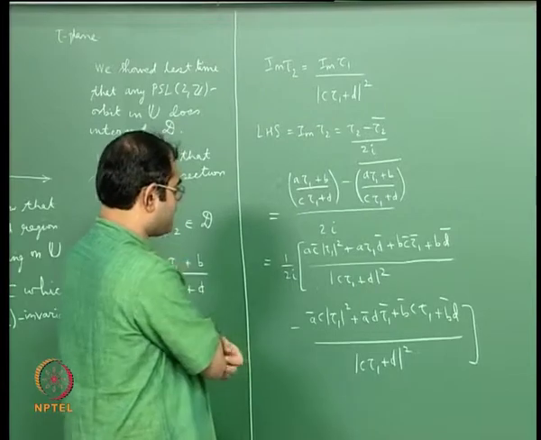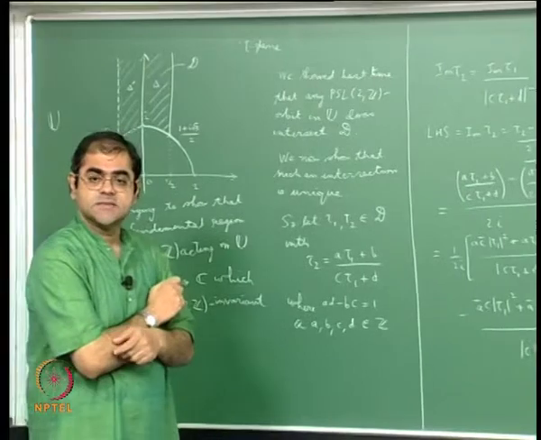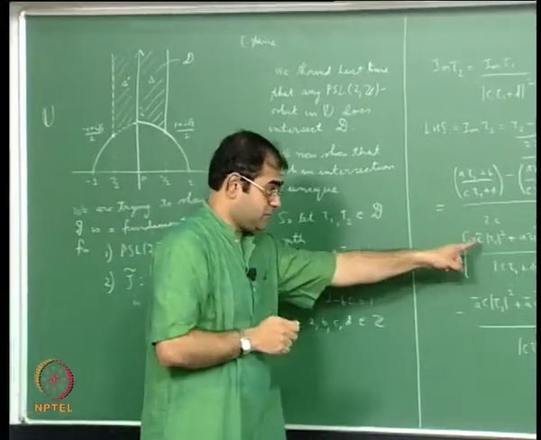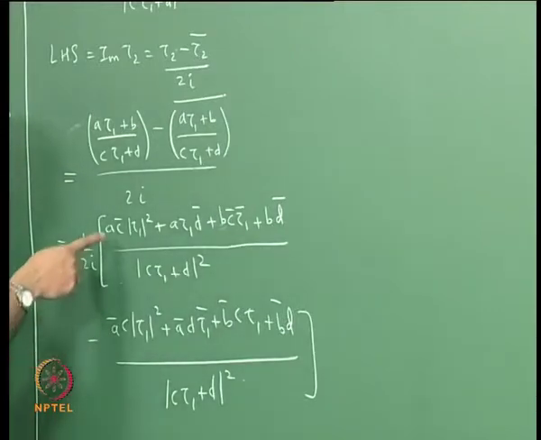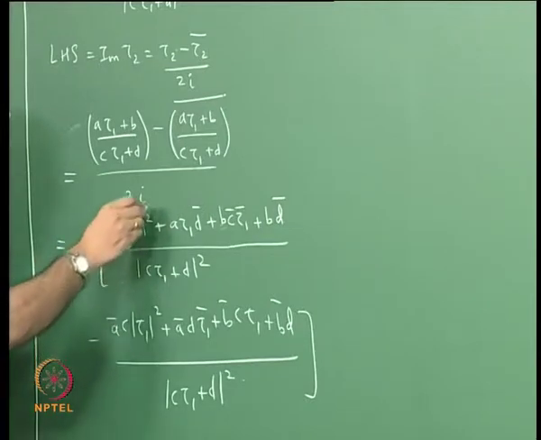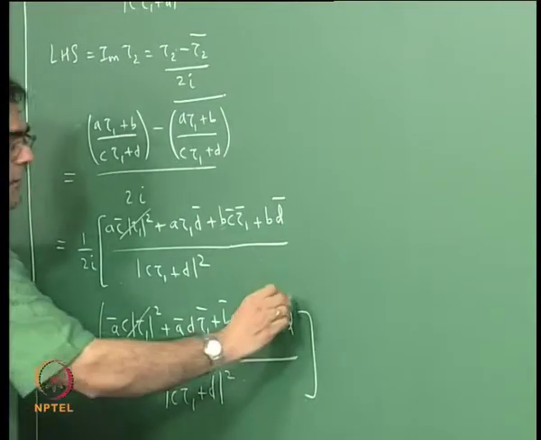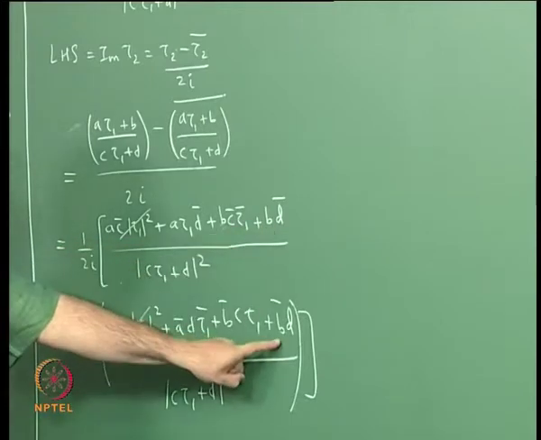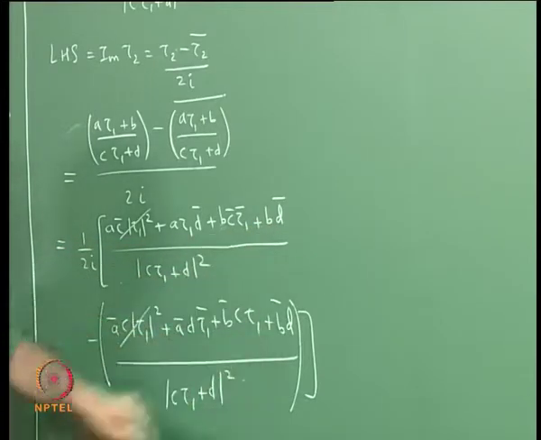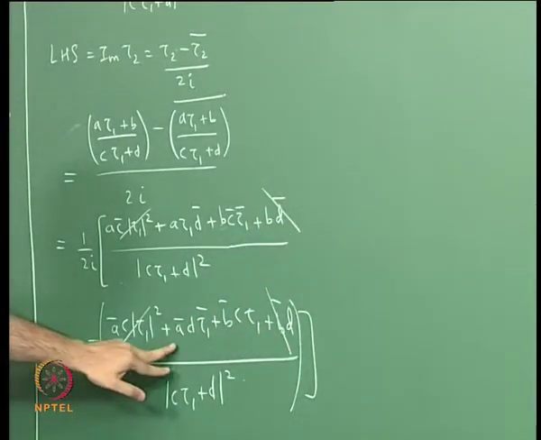So I will have to make use of the fact that A, B, C, D are integers, so they are real numbers, so the conjugates of A, B, C, D are A, B, C, D themselves. If you make use of that, you can see that this term and this term will cancel, alright, there is a minus sign outside here. Similarly, this is BD, this is also BD, so that will also go.